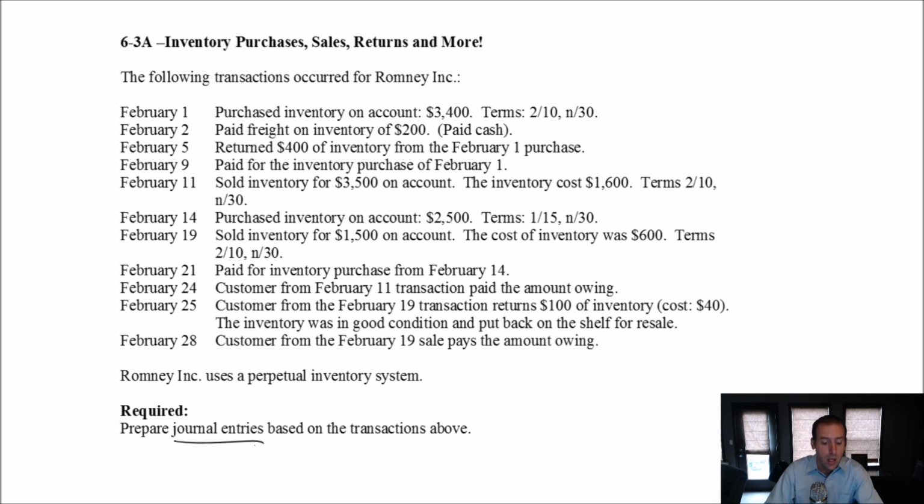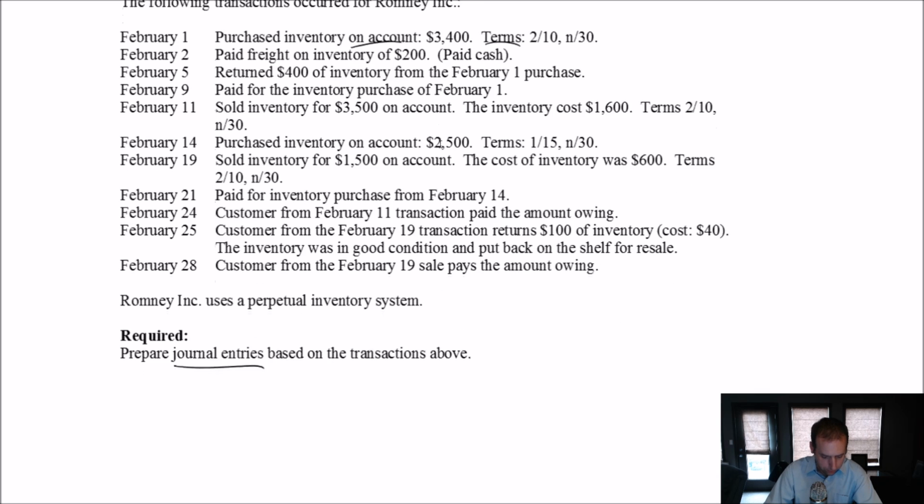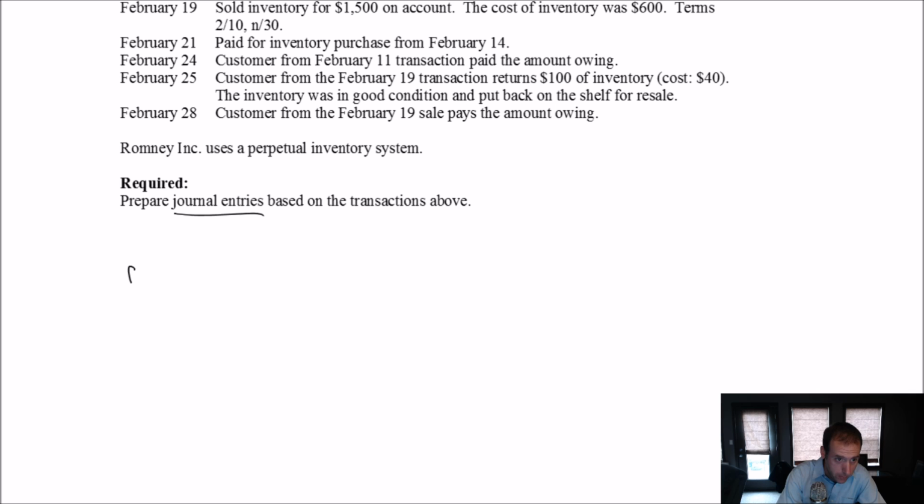month of February. So February 1st, purchased inventory on account, $3,400, terms 2/10 net 30. As soon as I see we purchased inventory for terms, I know we didn't purchase it for cash. I know we purchased it on account, right? It even says on account there. So let's get to it. February 1st, and of course we're going to have debits on the left and credits on the right. Let's think of what our debits are. We got inventory. How much did we get? $3,400 worth. We're going to credit accounts payable because we have not paid for that inventory yet.